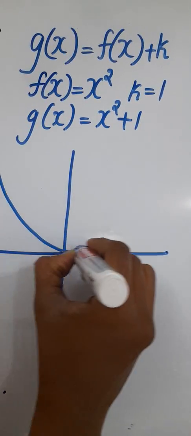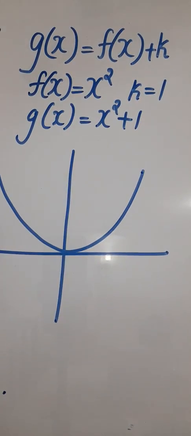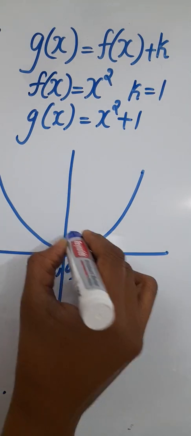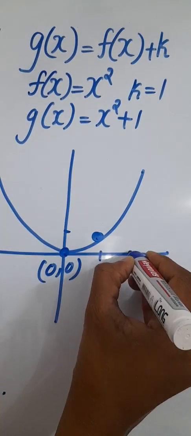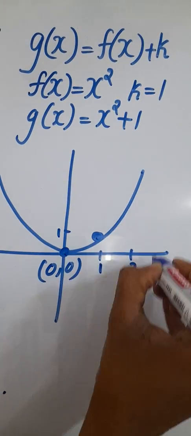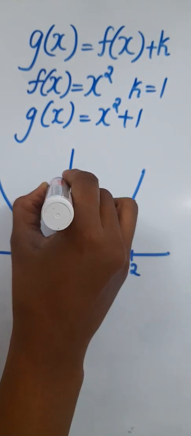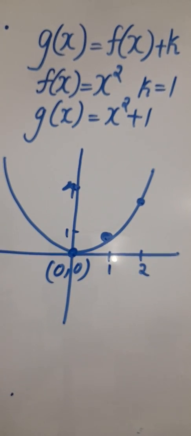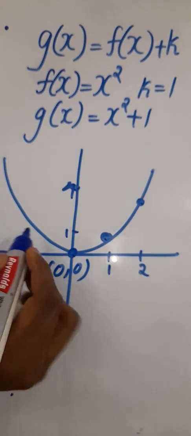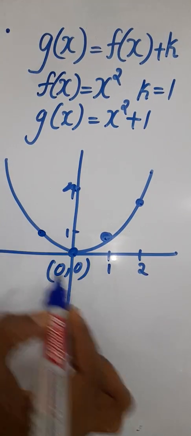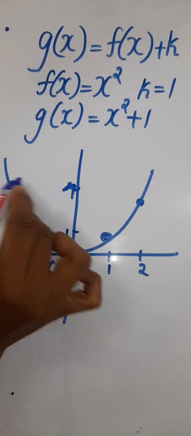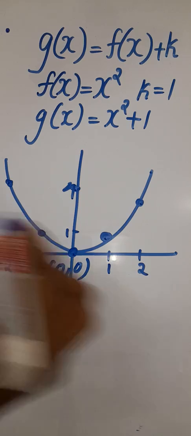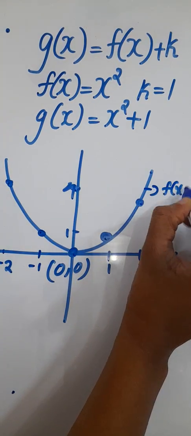Let us plot the curve f of x. We know that f of x is a parabola. It passes through the points (0, 0), (1, 1), (2, 4), and it is symmetric with respect to the y-axis. Hence we get the corresponding points (-1, 1) and (-2, 4). This is the function f of x.